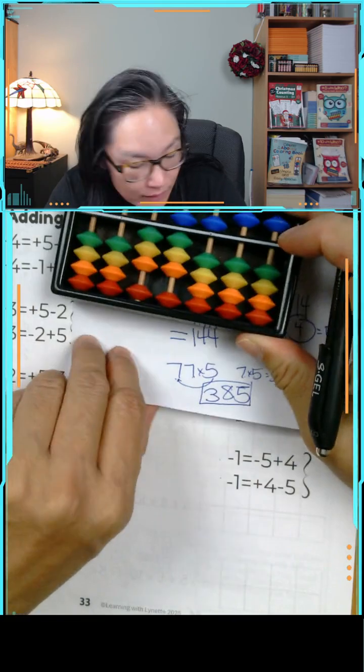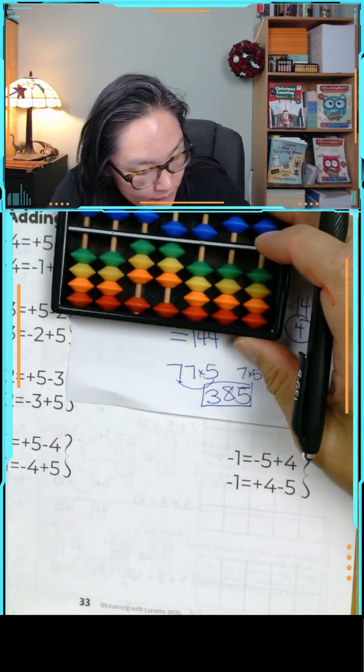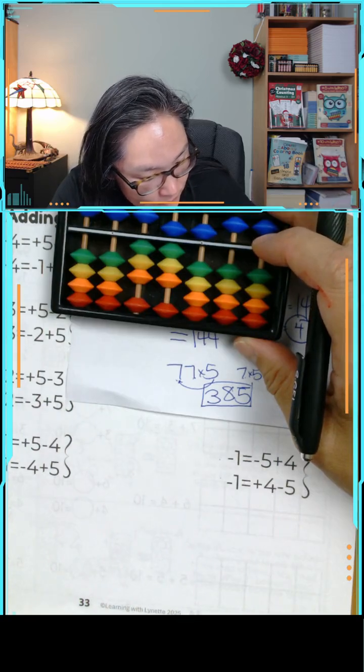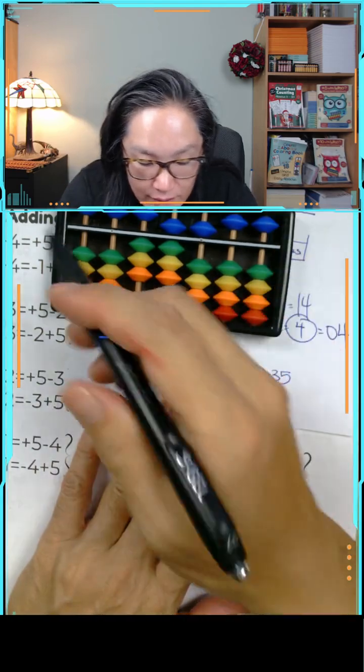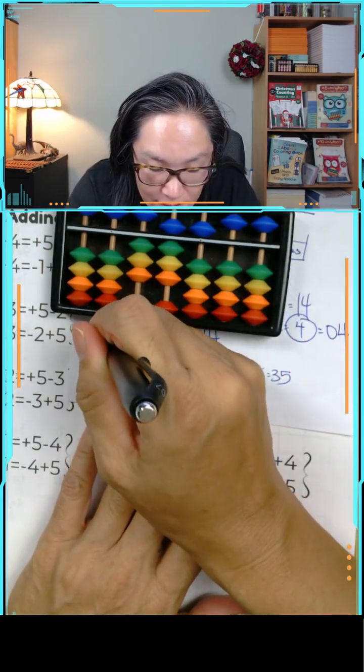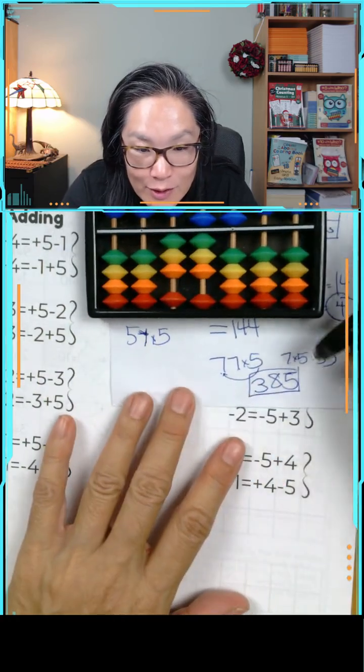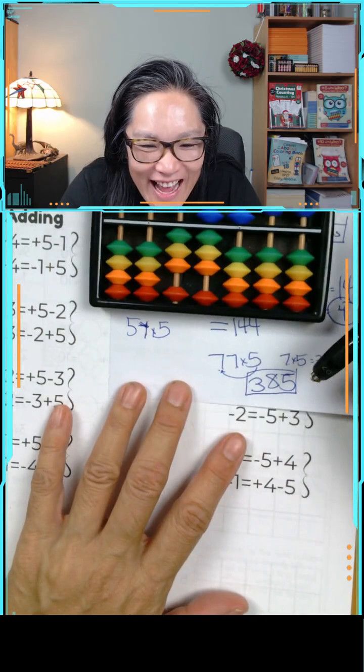So we could do another one. Let's do one more. Okay, we could do that one. 57, 57 times that by 5.